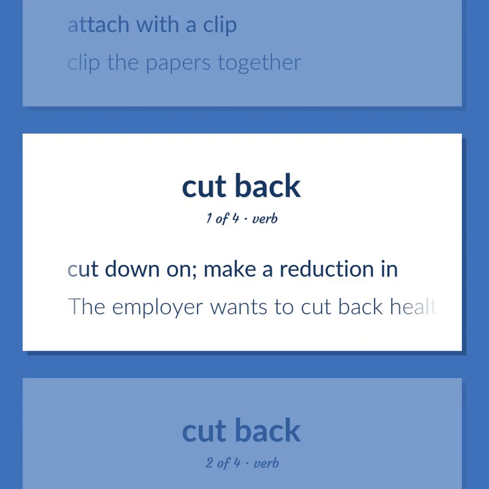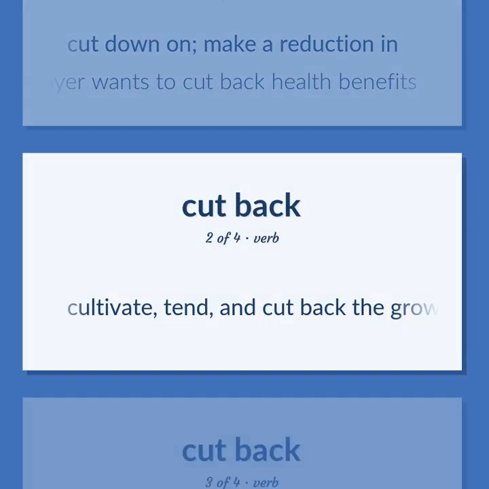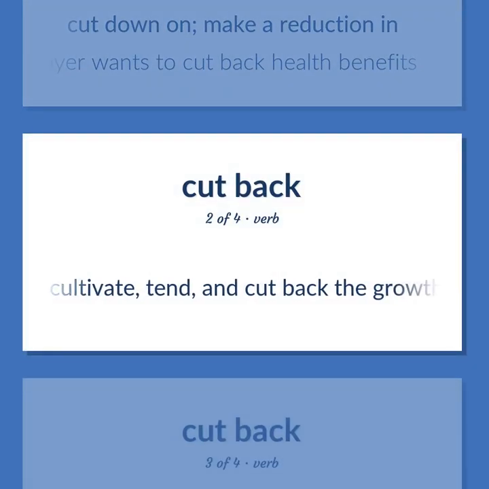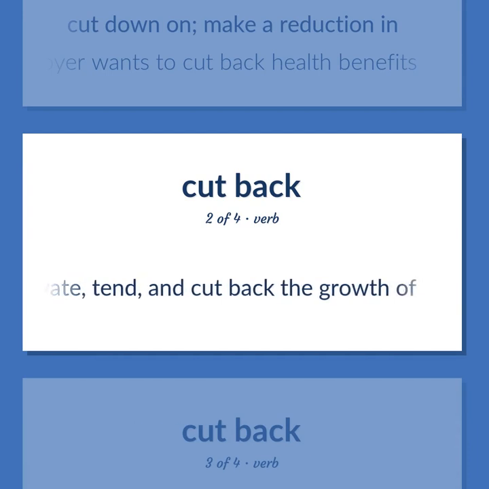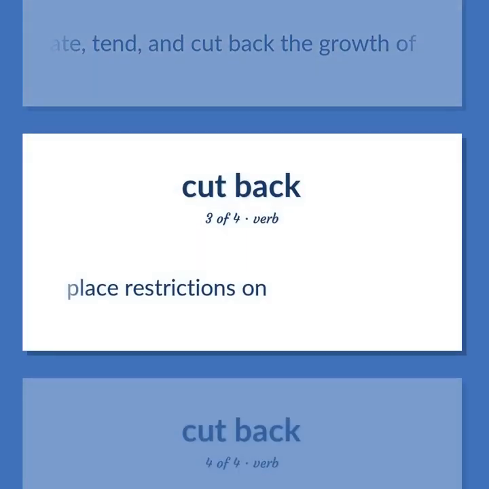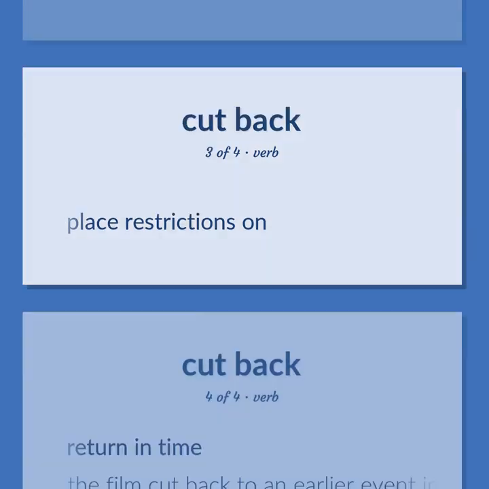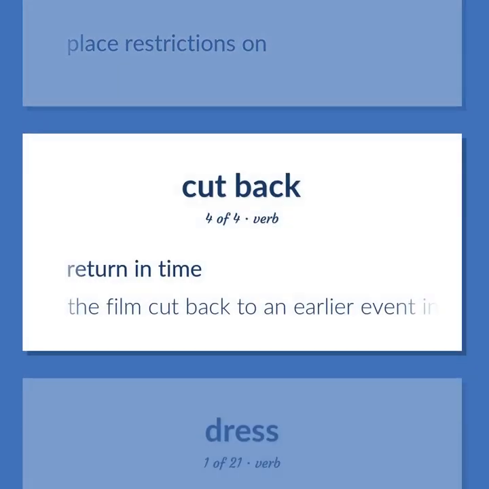Cut down on. Make a reduction in. The employer wants to cut back health benefits. Cultivate, tend, and cut back the growth of. Place restrictions on. Return in time. The film cut back to an earlier event in the story.